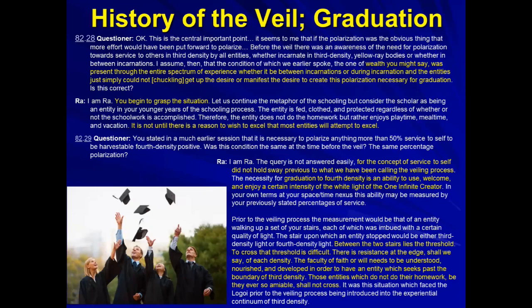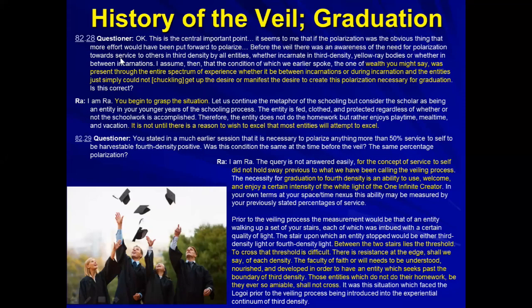So Don asked, still on 82, this is the central important point. It seems to me that if the polarization was the obvious thing, more effort would have been put forward to polarize. Before the veil, there was an awareness of the need for polarization towards service to others in third density by all entities. So they knew about what was required to graduate, just like when you go to university, you know what you have to do to earn the degree, right? It was like that. It was an open book, well, an open system, if you like.